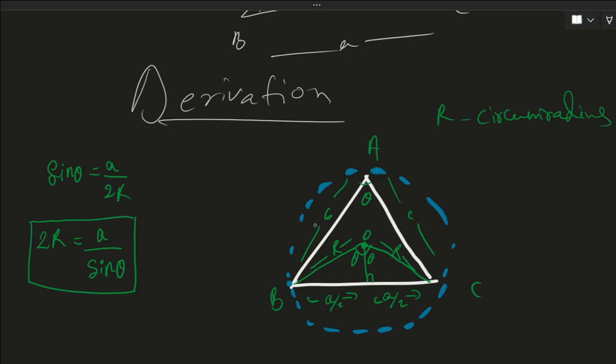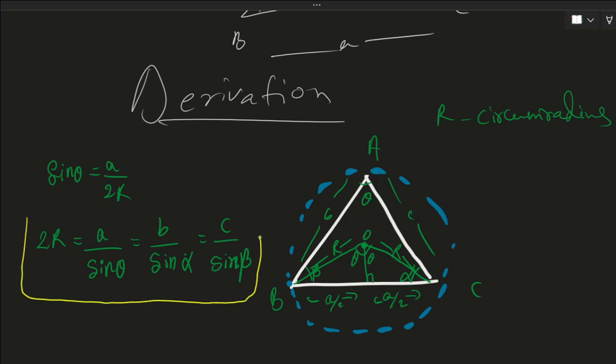Now we could do this similarly for the other sides, and you'd get a similar result equal to B by sine alpha, and C by sine beta. And this is basically the sine rule. Okay, so we are done.